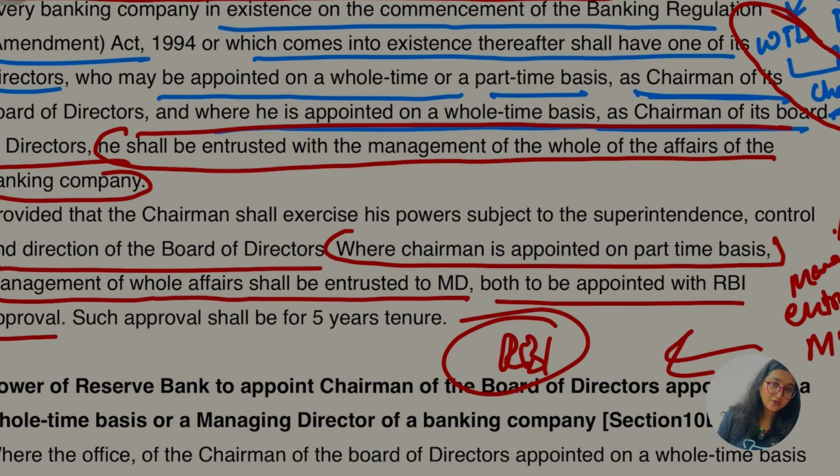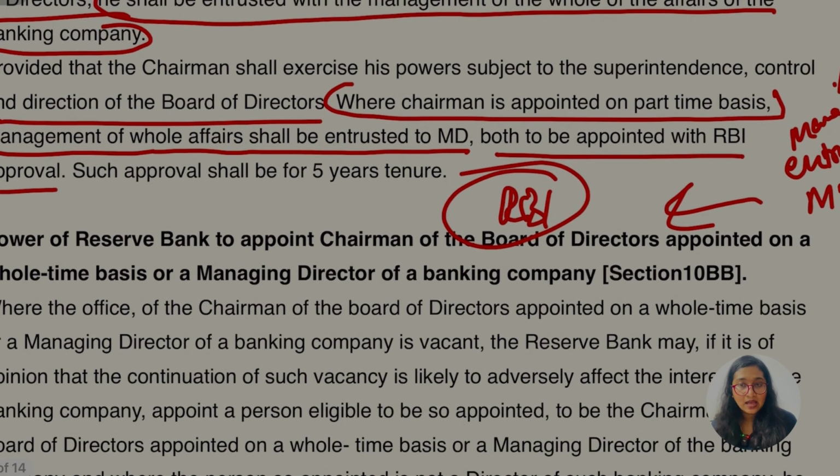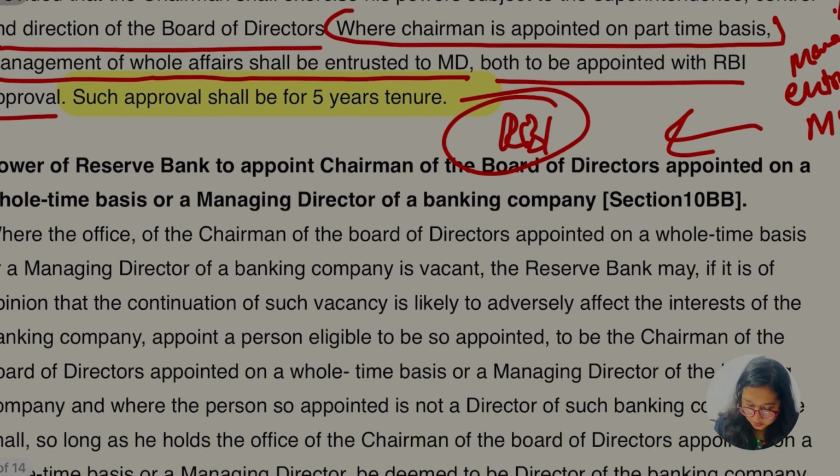Where the chairperson is appointed as a full-time director, he is a full-time director and a chairperson. In that case, he is entrusted with the management of the affairs of the banking company. But what if he is a part-time director? Then again, the MD is going to look after the things, and these two people are to be appointed by the RBI. And such approval shall be for a 5-year tenure. This much I understood.